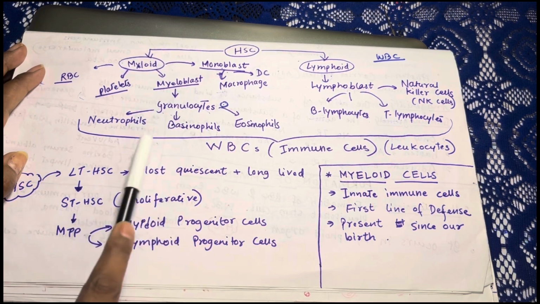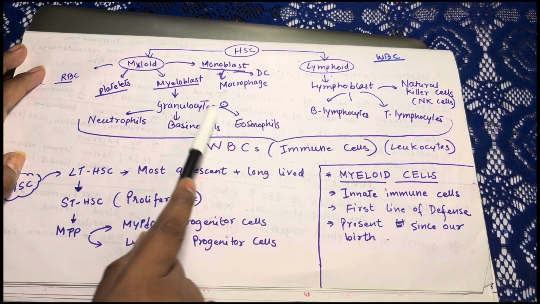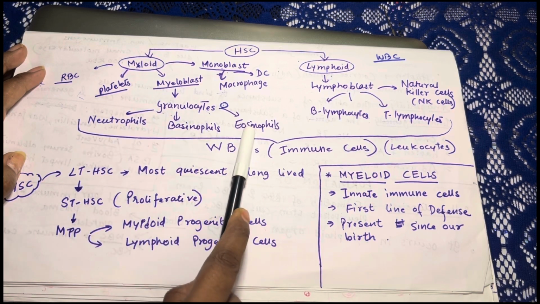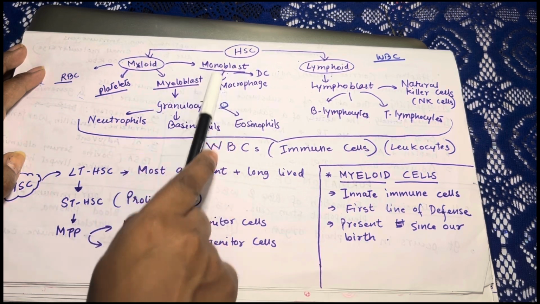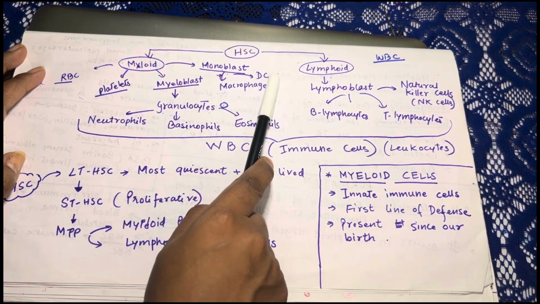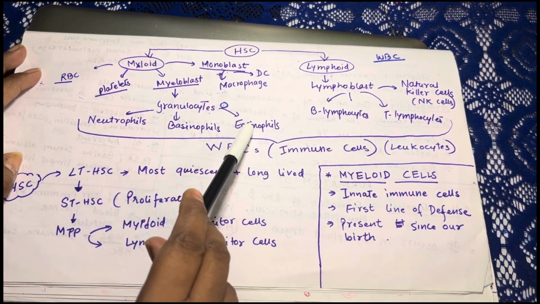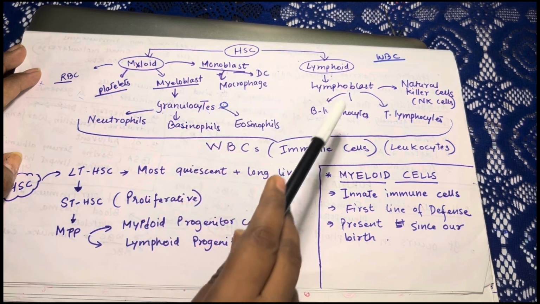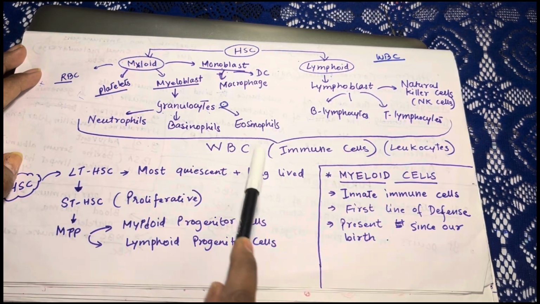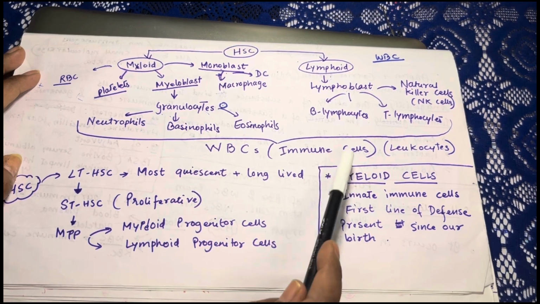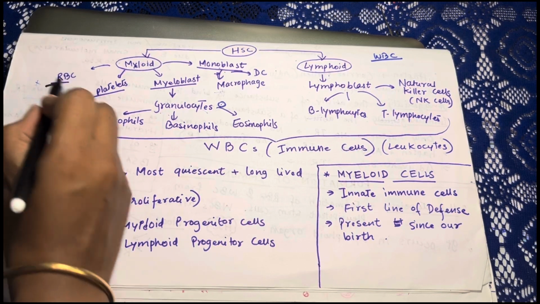Myeloblast develops into granulocytes, and I think you already know there are 3 different types of granulocytes: neutrophils, basophils, eosinophils. Monoblast develops into macrophages and dendritic cells. So ultimately, neutrophil, basophil, eosinophil, macrophage, dendritic cell, B cell, T cell, natural killer cell, all these cells are part of WBC. That means our immune cells, or you can call them leukocytes. Apart from this, RBC and platelets.